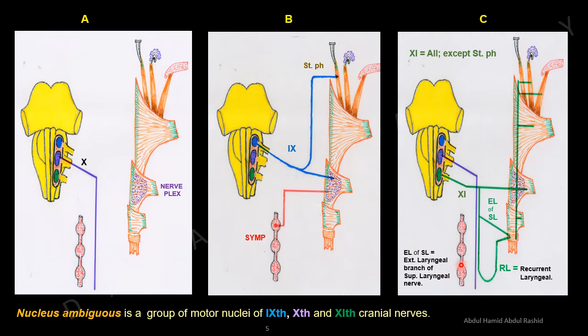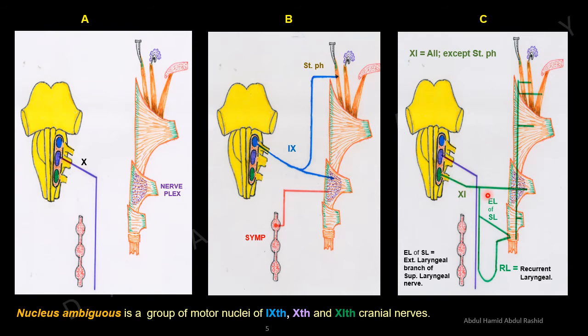In addition to this, 11th cranial nerve gives additional two branches called superior laryngeal branch and recurrent laryngeal branch, which supply the cricopharyngeal part. So cricopharyngeal part receives three branches, one coming directly from the 11th cranial nerve, and another two, one coming through the superior laryngeal branch, another one recurrent laryngeal branch, both also coming from the 11th cranial nerve.